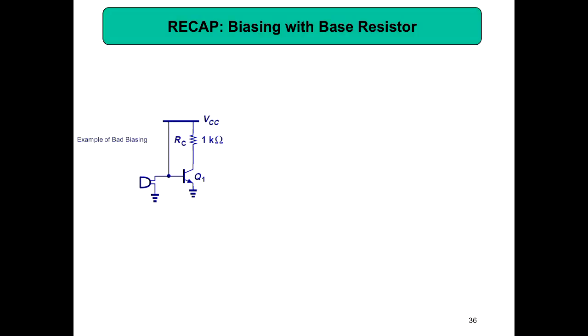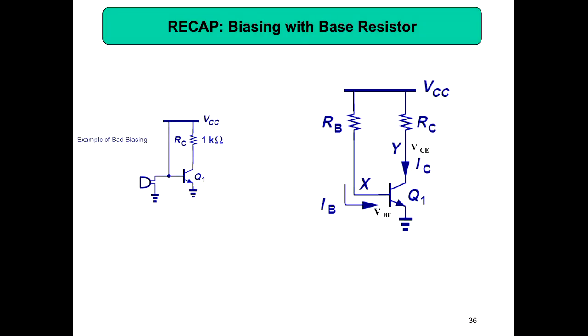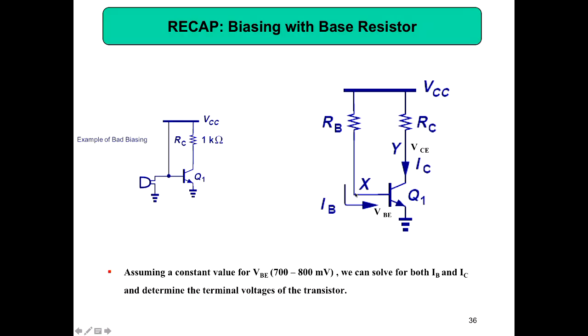We will not do this one because we are shorting to the voltage source. That is the reason we connected a resistance RB, and then we get a VB. We derived it, and this RB provides an isolation between the voltage source and your microphone. So assuming a constant value for VB, maybe around 700 to 800 millivolt for this biasing, we can solve for both IB and IC and determine the terminal voltages of the transistor, which we already did.